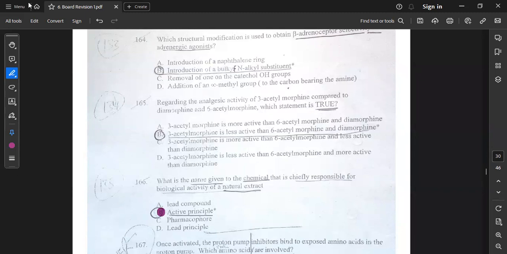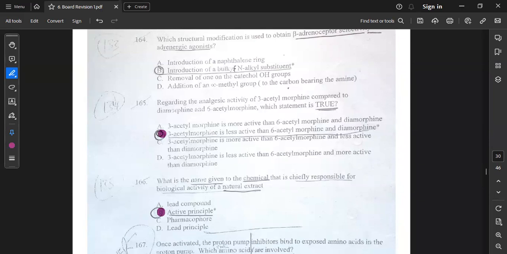So 3-acetylmorphine is less active than 6-acetylmorphine and diamorphine. Okay. Diamorphine should be the strongest, no? Yeah. Okay, moving with the strongest. I found something, I'll share also the same.